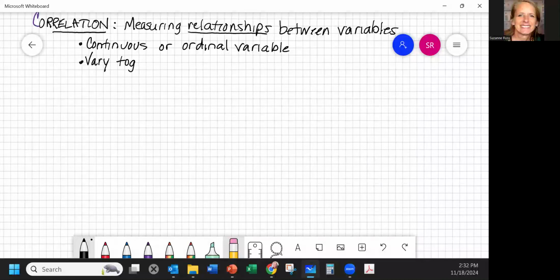either in the same direction or in the opposite direction.